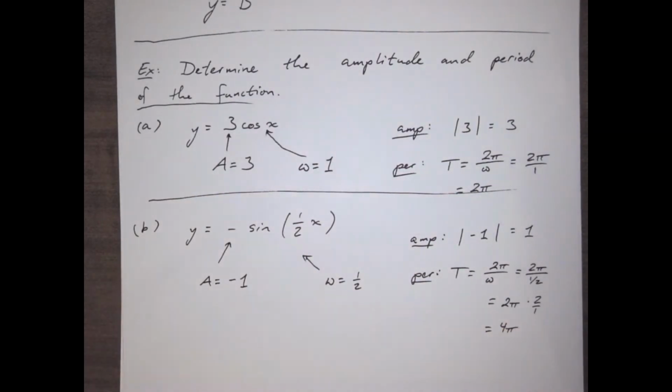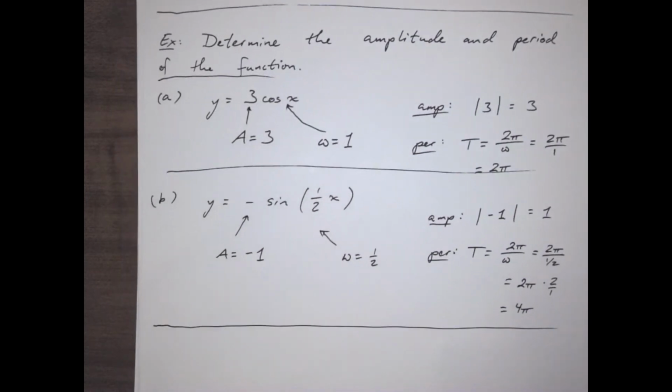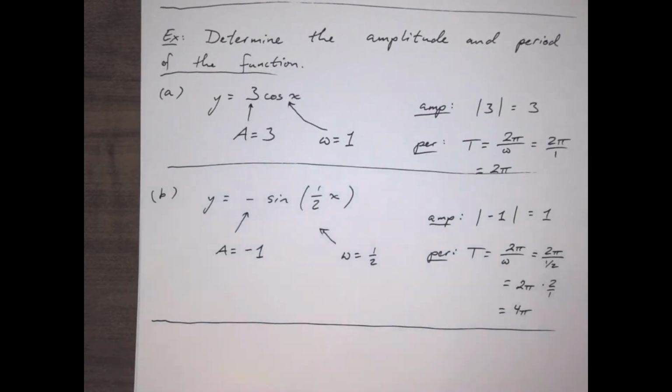The omega here is sometimes called the angular velocity, or it's also called the angular frequency. Sometimes it's a little weird, but it basically tells you if the function is being sped up or slowed down from the original configuration, which has a period by default of 2 pi. Okay.